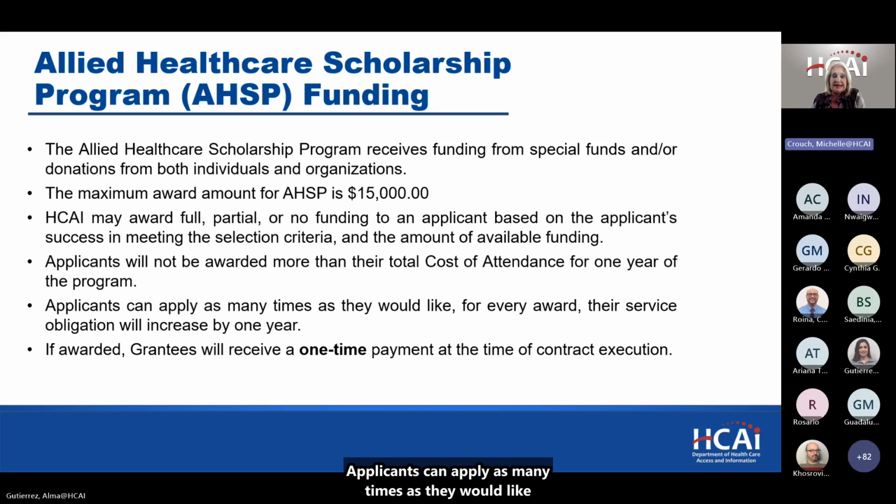Applicants can apply as many times as they would like, and for every award that they receive, their service obligation would increase by 1 year. And if awarded, grantees will receive a one-time payment at the time that their contract executes. Next slide.